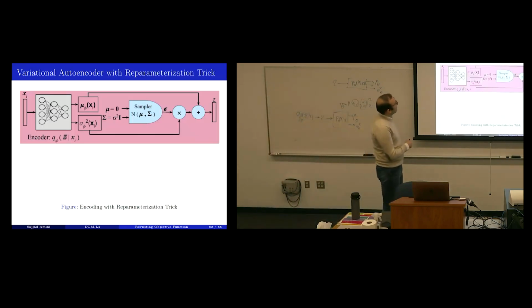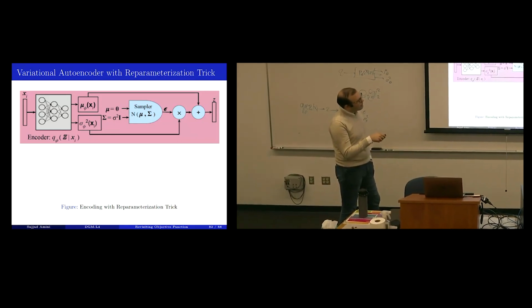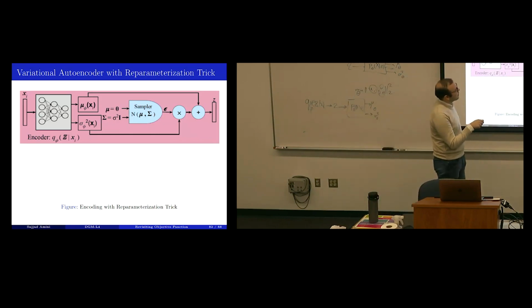This is the variational autoencoder with the reparameterization trick. What happened? I input X into the amortized network. The network generates a mean and a variance. Then instead of sampling from this mean and variance, I sample from a standard Gaussian, generate epsilon, and multiply the epsilon by the standard deviation, and then the mean is added to epsilon times sigma, and you generate z.